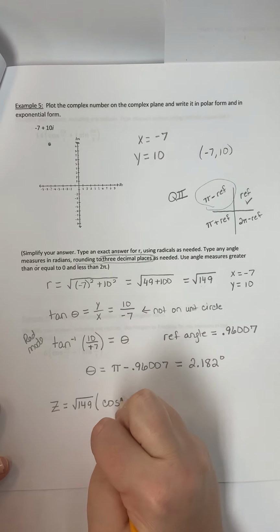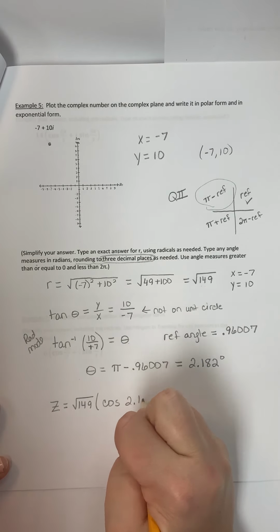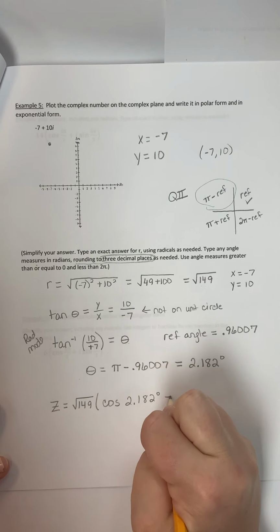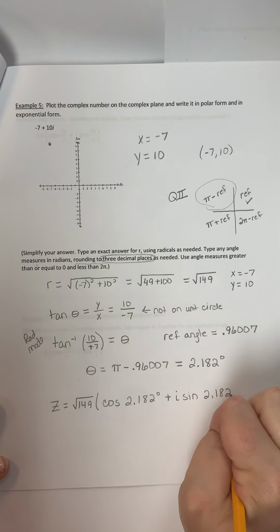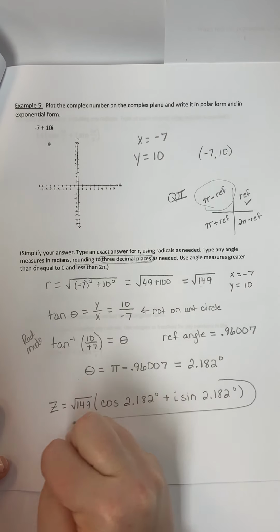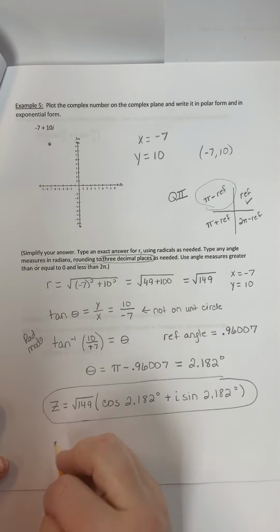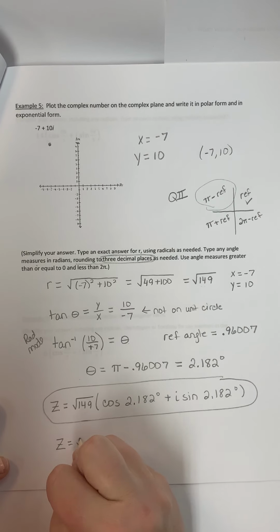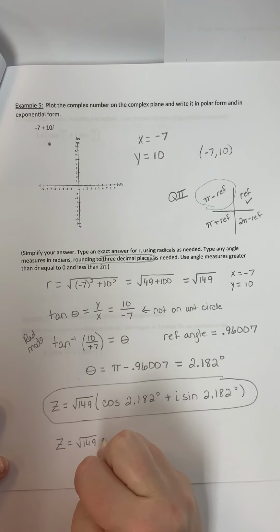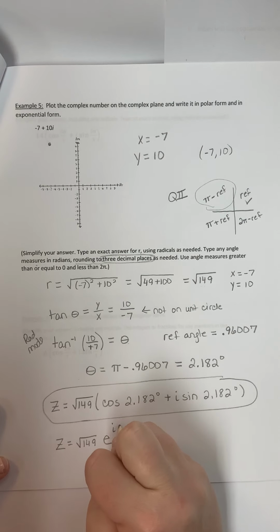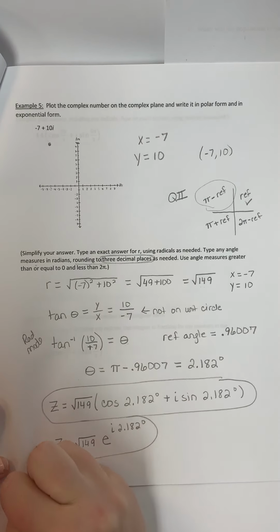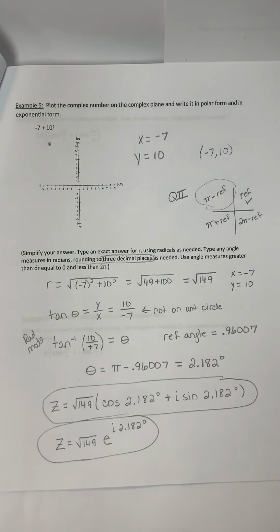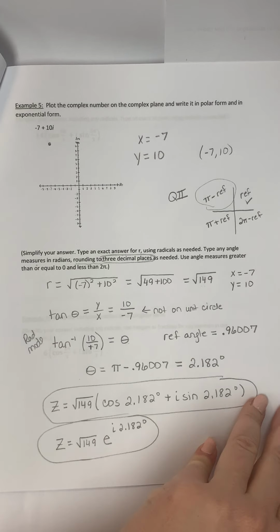So root of 149 cosine 2.182 degrees plus i sine of 2.182 degrees. There's your polar form. Your exponential form is going to be r times e to the i, 2.182 degrees. And there it is. I know that's a little strange with that i in the front there, but that's just the form, okay?